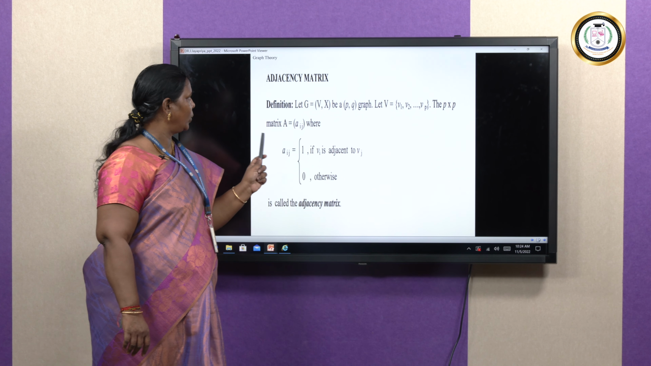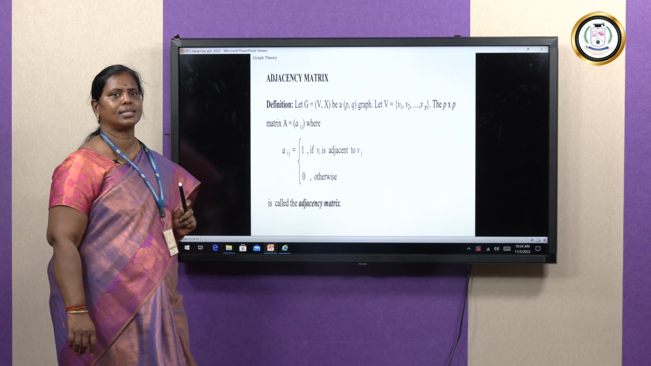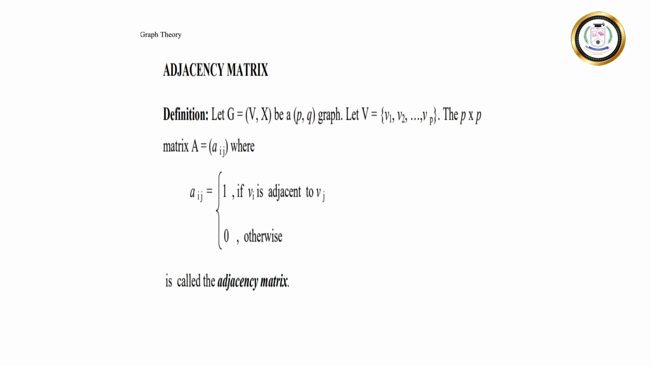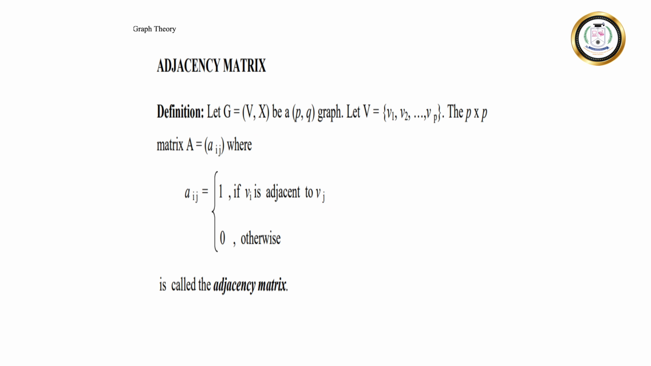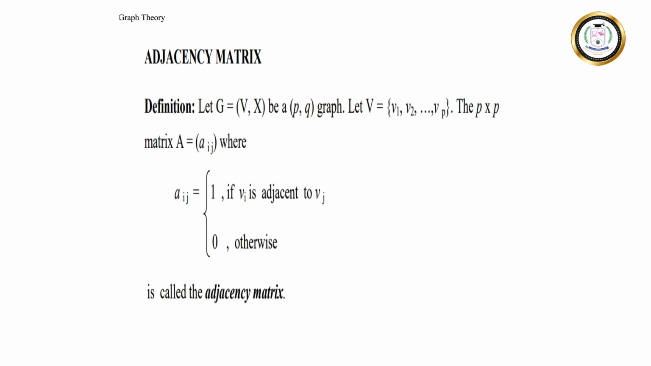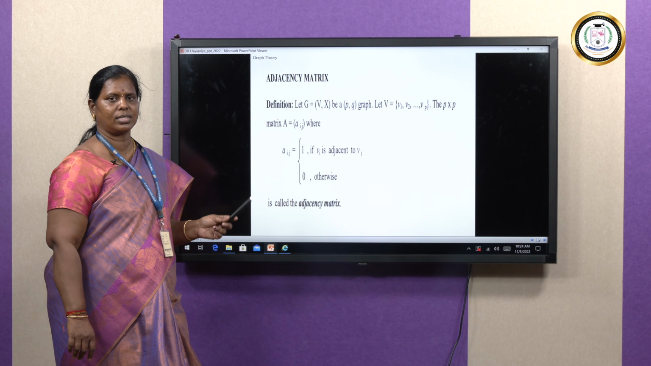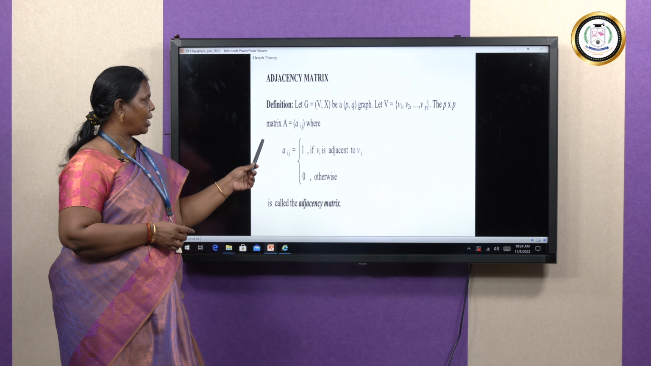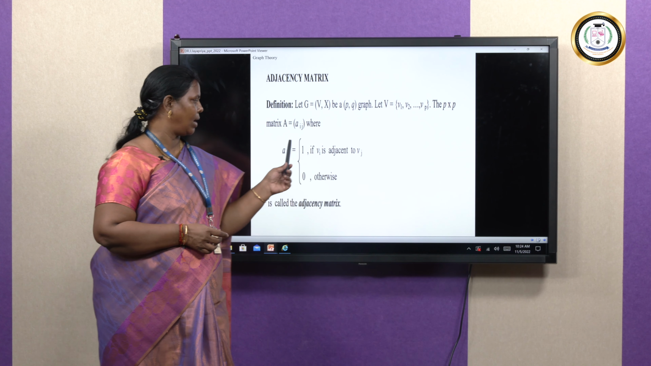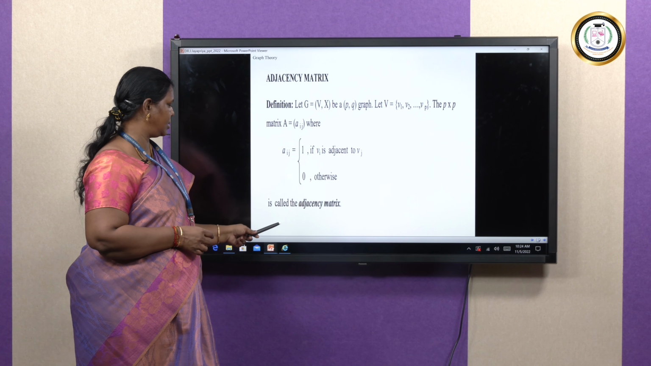Now, we can look into the formal definition of the adjacency matrix. The mathematical definition is as follows: given a graph (V, X) with P vertices, the adjacency matrix takes a value 1 whenever Vi and Vj are adjacent, and takes a value 0 otherwise. So, that is about our adjacency matrix.